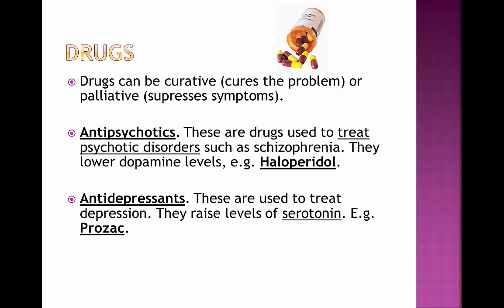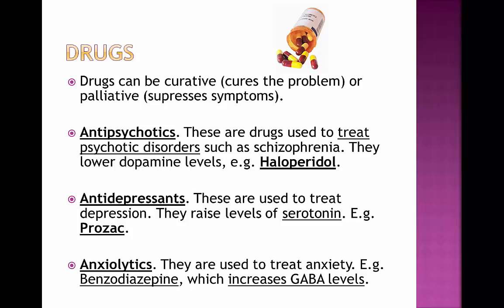Antidepressants are another type of drug, for example, the most famous one being Prozac, and these are used to treat depression. They're going to raise levels of serotonin in order to keep someone a lot happier, and as a result, this is going to remove the abnormal behavior of always being depressed.